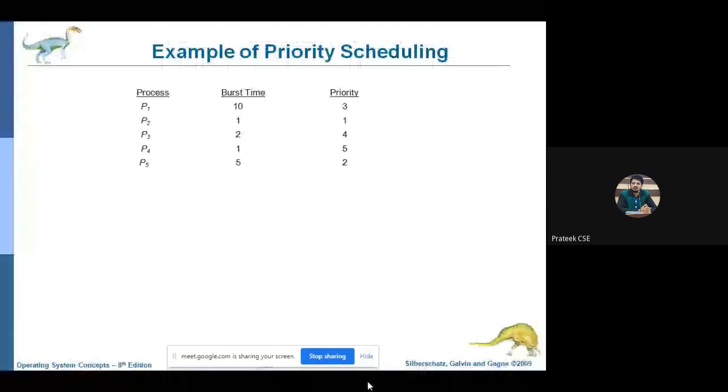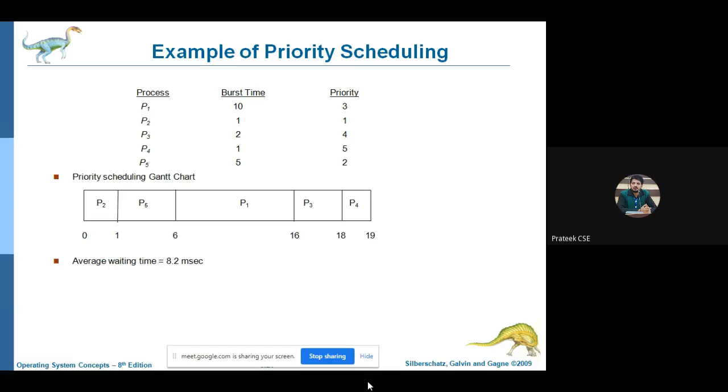Let me go back to the slides and see what the answer is. So this was the question. Arrival time is not given, and it is also given that this is non-preemptive, so we just have to make the Gantt chart according to the priority scheduling. So this is the Gantt chart and we can compare it with what we have made.